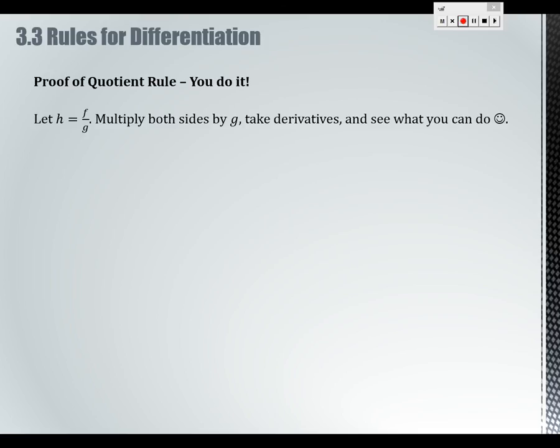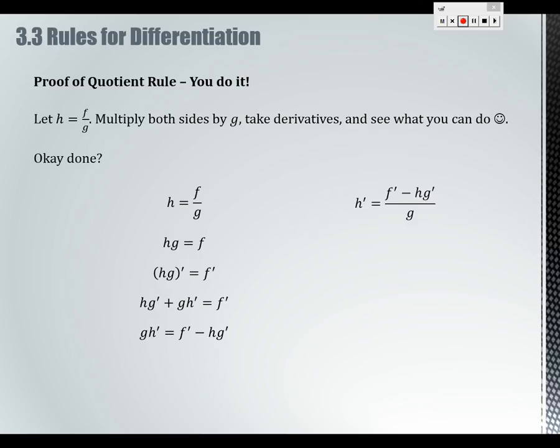Those are correct. All right. Let's see at least how far you got. Did you get here? Yeah. Good job, everybody. And then I did tell you to take derivatives. So hopefully you got here. Haven't lost anyone yet. And then I told you the thing we're looking for is h prime. So I moved everything over to one side and I divided by g. So you get that? So far so good?